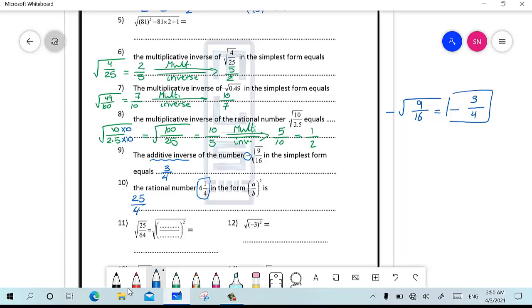I want to change this to be written in the form of a over b all squared. So in other words, I am searching for a number which when I square it, I am going to get 25, or I'm going to get the square root of 25 in other words. So this is going to equal 5. And what number am I going to square to get 4? This is 2, or in other words, I'm finding the square root of 4.